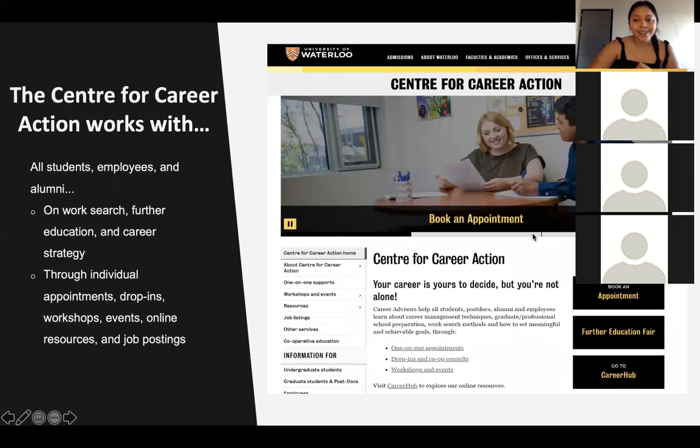And finally, something that I wanted to talk to you about is the Center for Career Action. The Center for Career Action works with all students, employees, and alumni on different things. The main thing you're going to focus on right now is the work search. So they help you with anything related to the work search process. They can do that through individual appointments, drop-ins, workshops, events, online resources, and job postings.